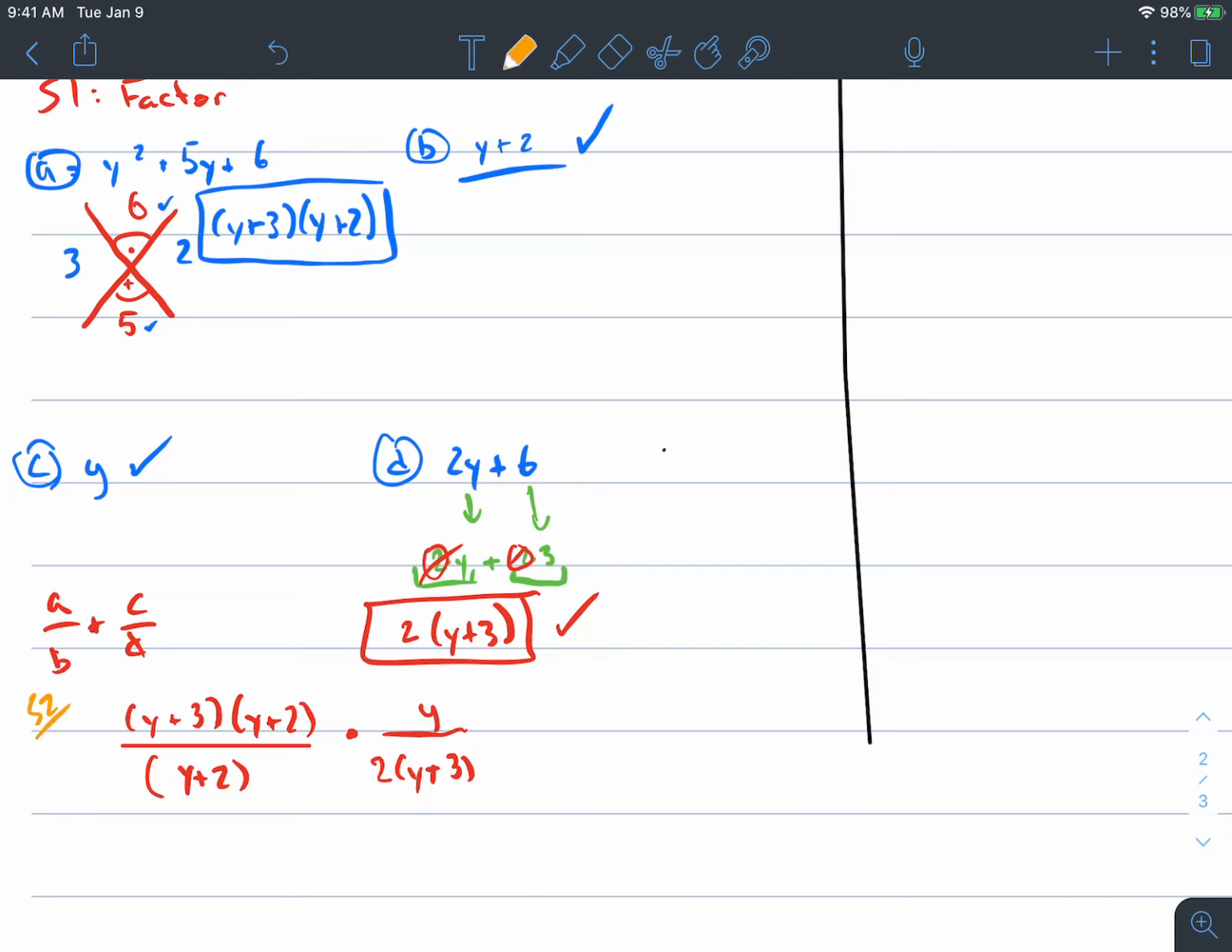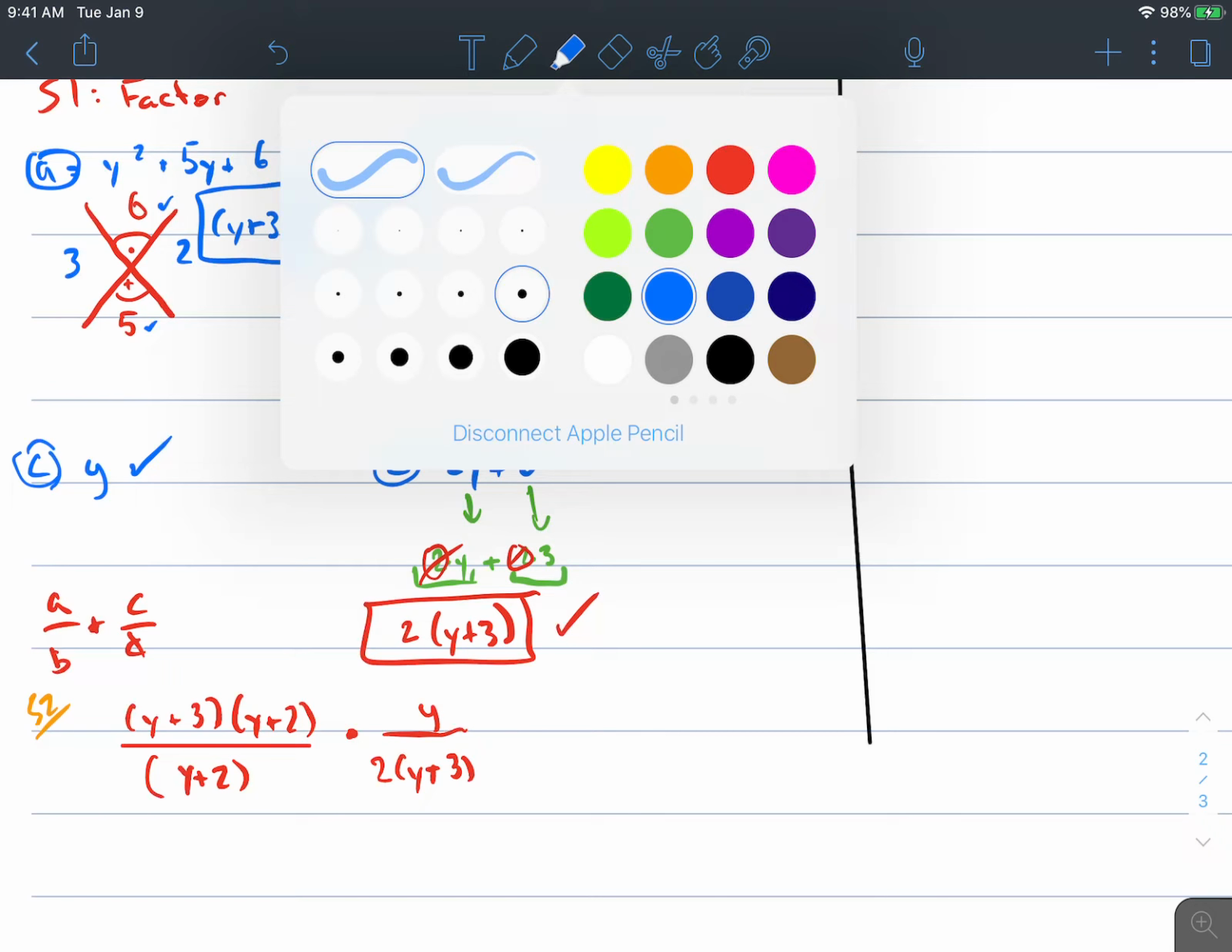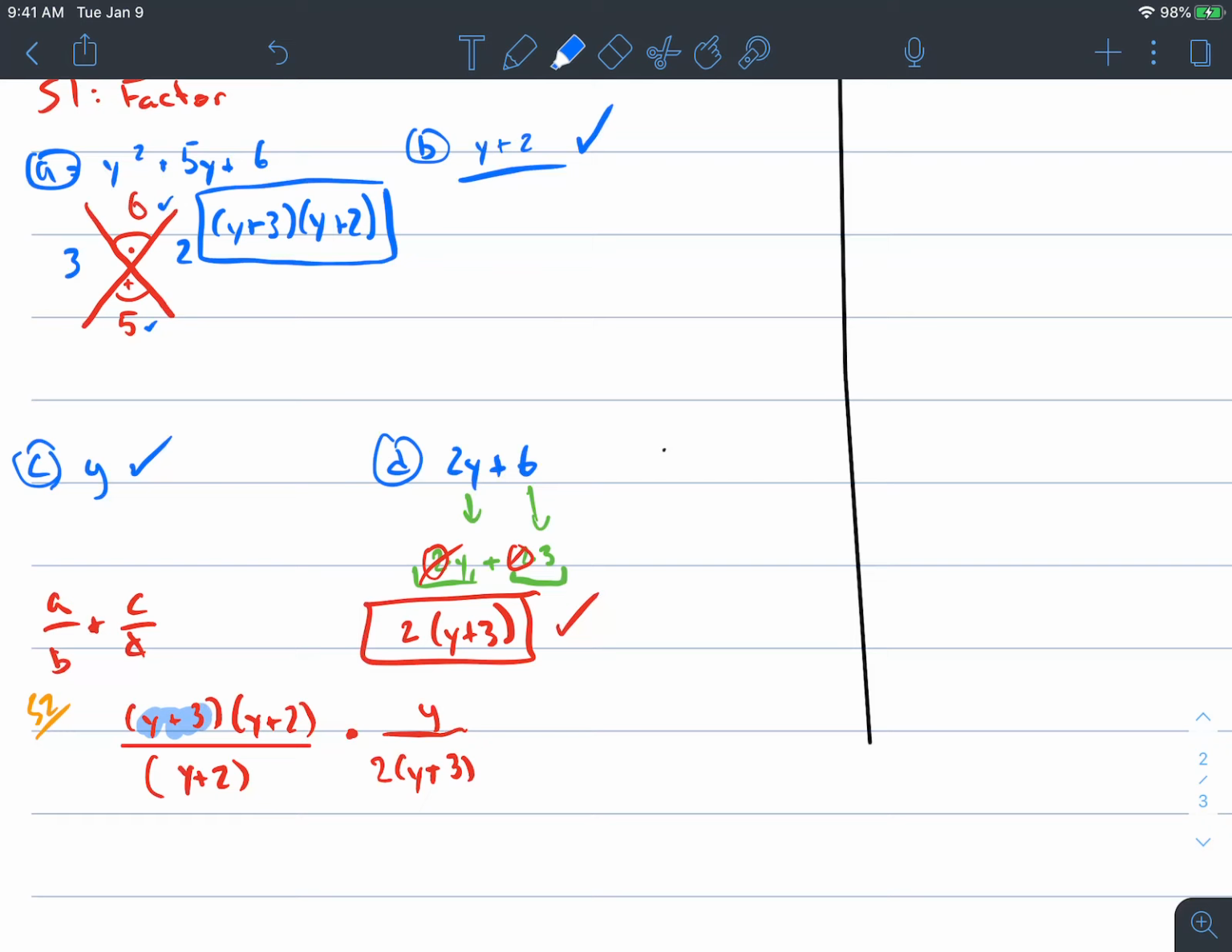Step 2 is... what was step 2? Divide out common factors. So step 2 would be... Alright, so you see how we have a y plus 3 here? We have a y plus 3 here, and we have a y plus 3 here. We can cancel those out. So we're going to cancel this out.